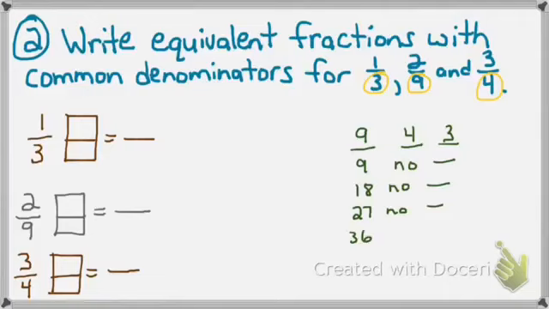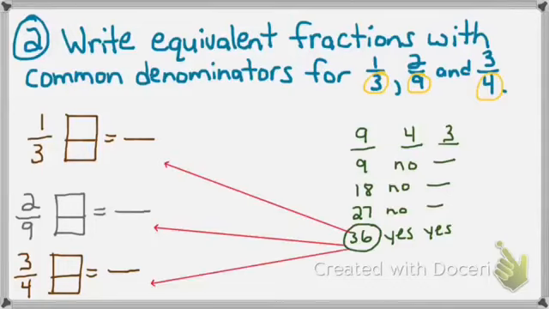What comes after 27? 36. When I go through my 4 times tables, do I say 36? Yes, I do. Well, then when I go through my 3 times tables, do I say 36? Yes, I do, because 3 times 12 is 36. So yes, I do. Therefore, 36 is my LCD or my LCM. That's going to be the new denominator for each of my fractions, because it's my least common denominator. So I'll write my 36 in for each fraction.